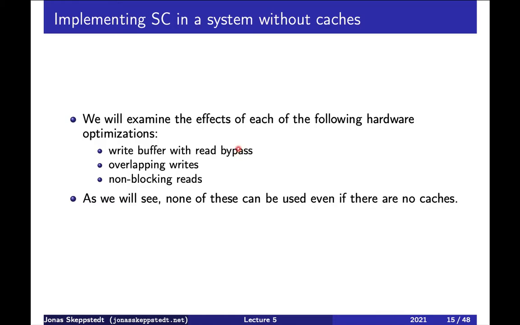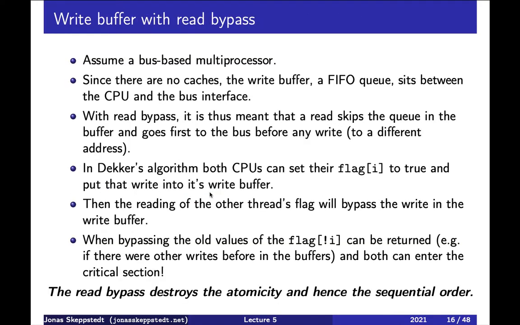So first is write buffer with read bypass, and we will see how Dekker's algorithm will break down with this. And then it's overlapping writes, and we will look at the program with A, B, and C and see that it also may break down. And then we will look at another example for non-blocking reads. So first we need to be aware of how store instructions are performed by a CPU.